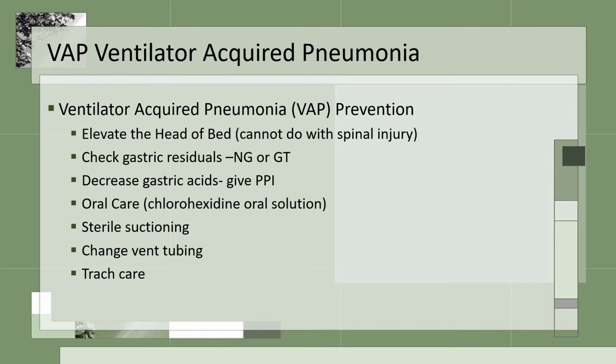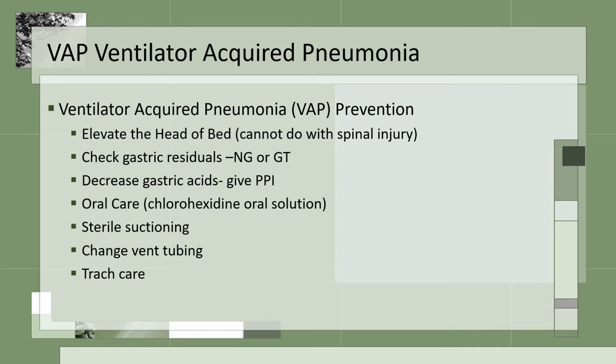Sterile suctioning. It's very important to suction even the mouth of the patient on a ventilator. When we use the inline suctioning, which would be sterile suctioning, it is going down the trach or the ET tube, and that goes down to the beginning of the lungs. We also need to suction inside the mouth because saliva and bacteria can grow and accumulate above the cuff of the ET tube or the trach. So that is also important to suction there.